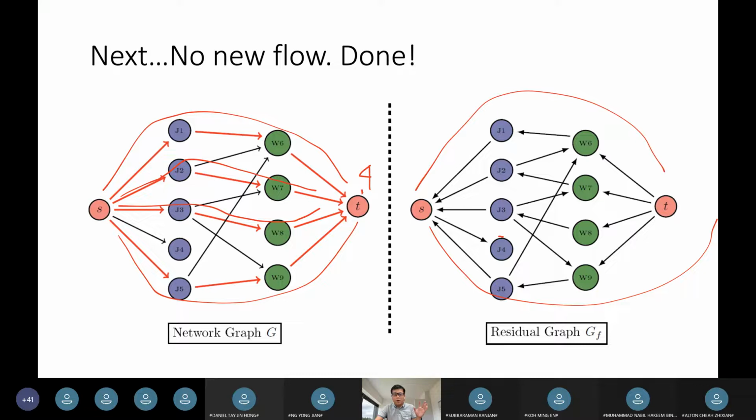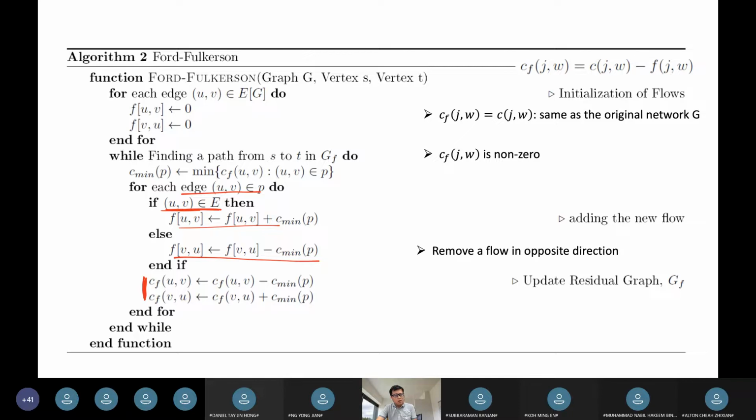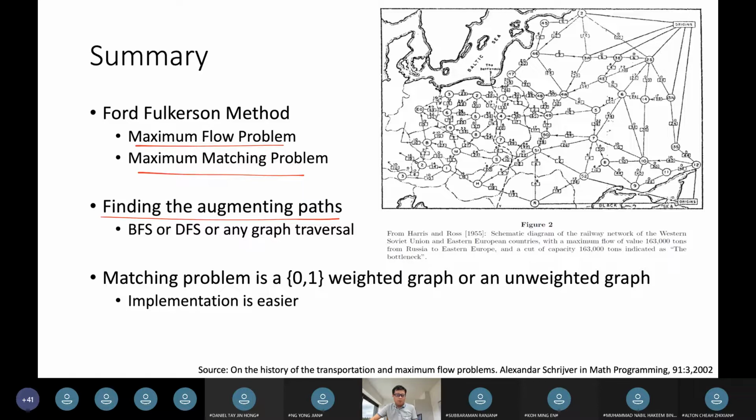How do we do that? You remember we did it using the breadth first search or the depth first search. Using the graph, you can use breadth first search or depth first search to find a path from S to T. We did it in assignment 6. So you can do breadth first or depth first to find the path, or any other graph traversal methods.